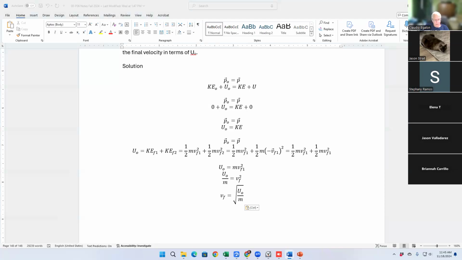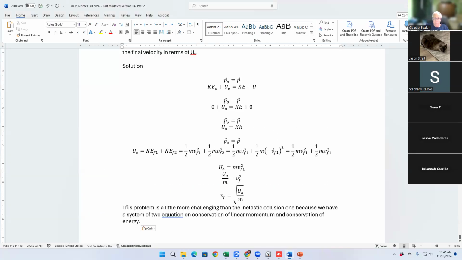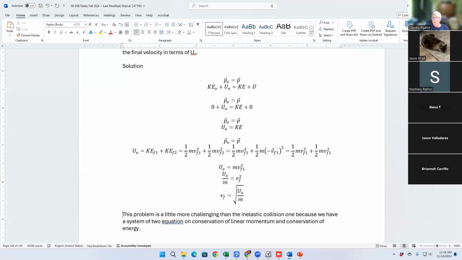This problem here is a little bit more challenging than the previous one that I introduced to you because it involves a second equation, a system of 2 equations, one of conservation of momentum, the other of conservation of energy. Okay, what time is that? 11:45. Any questions?